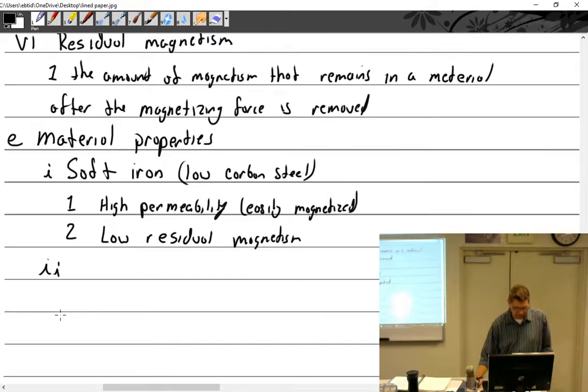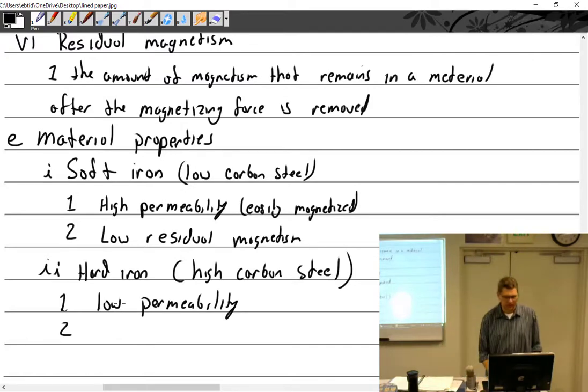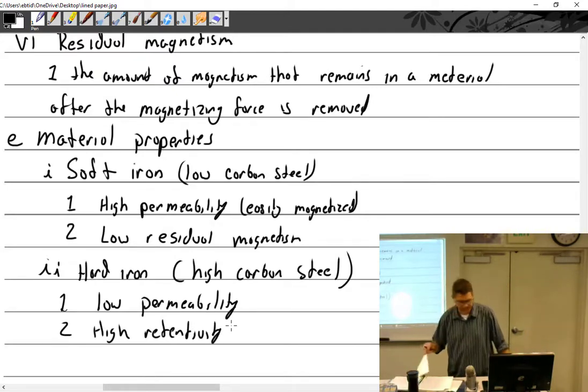How about hard irons? So it'd be high carbon steel. What is the permeability? Okay, low permeability. And what about its retentivity? High retentivity. All right.